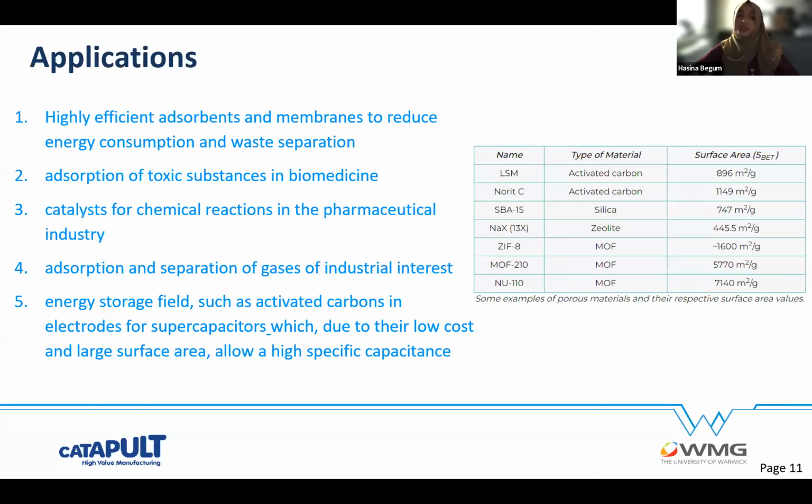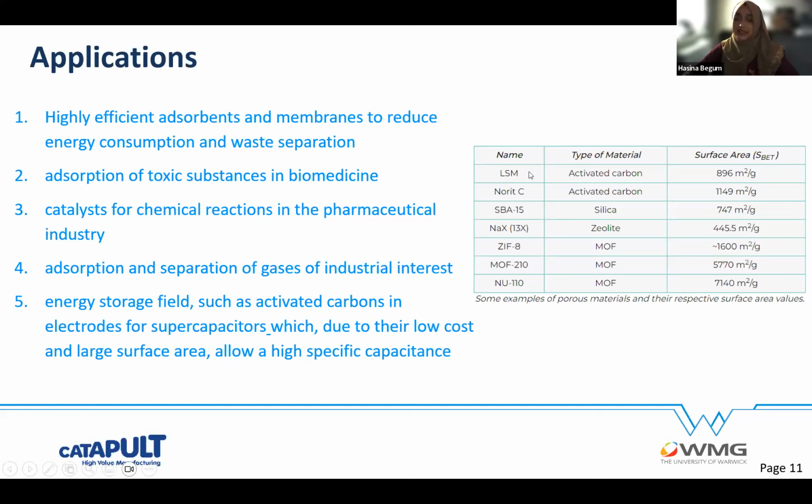The final application is the energy storage field. So when we look at materials like activated carbons in electrodes for supercapacitors, due to their low cost and large surface area, they allow specific capacitance. What we mean by this is not only are we interested in silica aerogels, materials like activated carbons are also quite interesting because of their very porous nature, and it's these materials that allow us to see how they behave, because they have large surface areas and they allow that high specific capacitance.